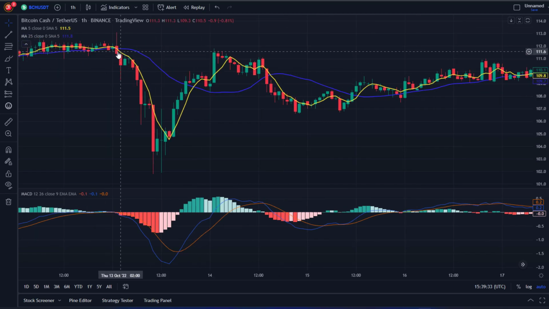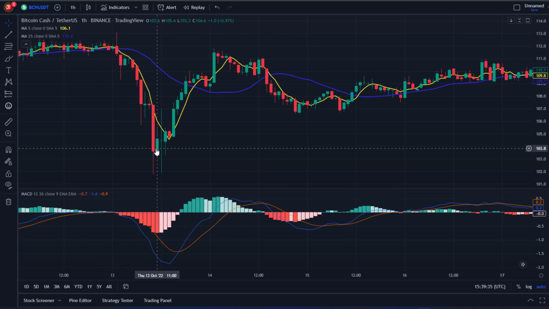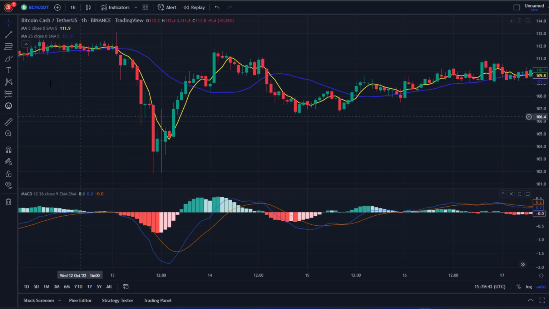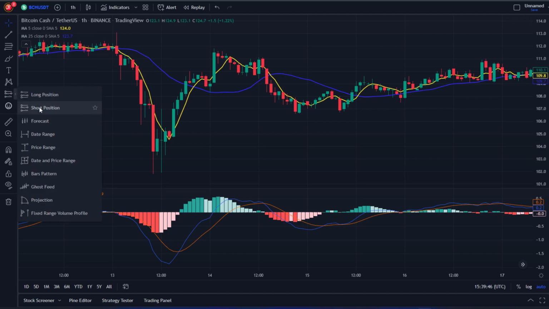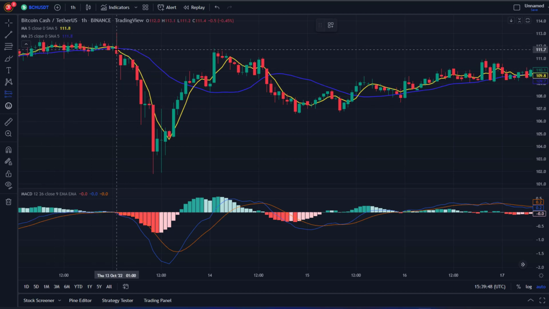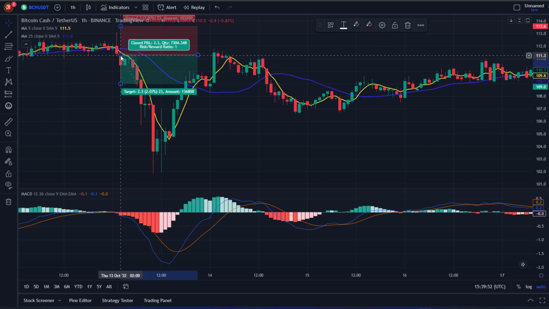But over here, as I said, we have a very good place. And over here, the same thing has been repeated. The blue line has crossed the orange line towards the downside. This is good for opening a short position. Okay, so I'm going to enter on the next candle over here.